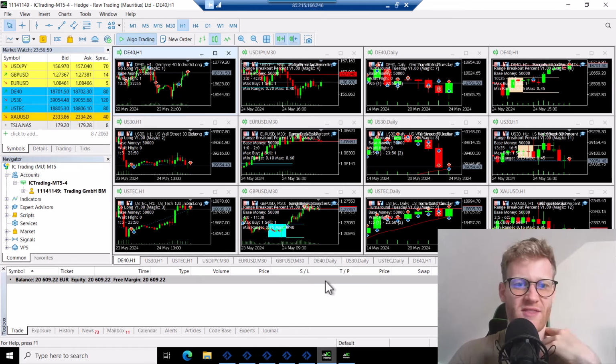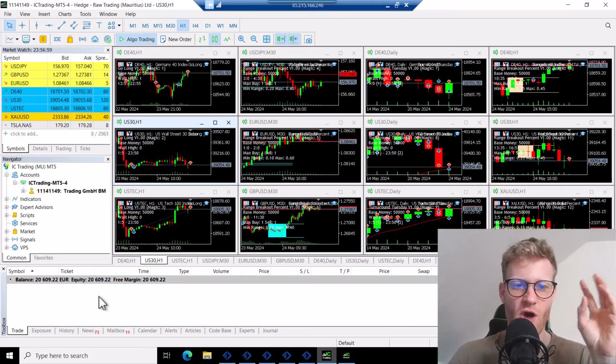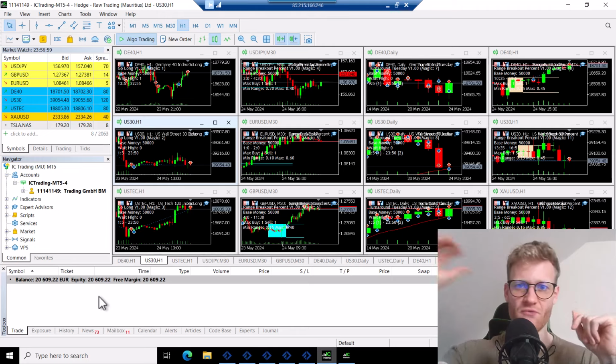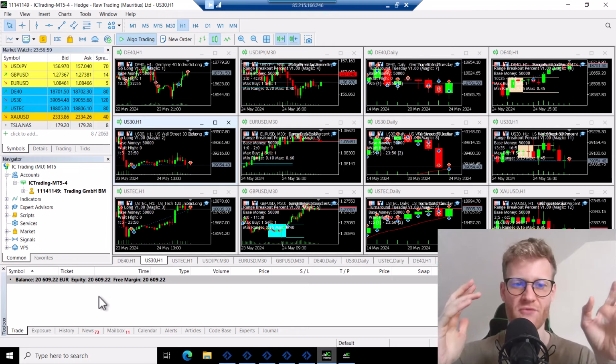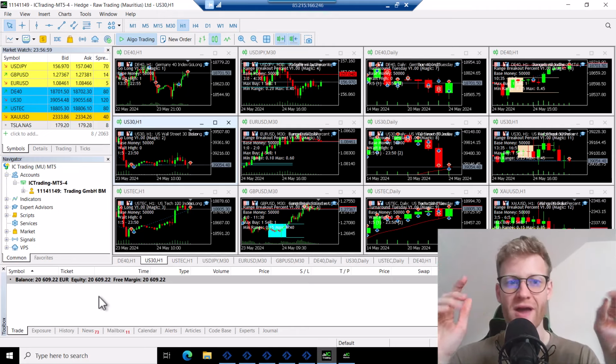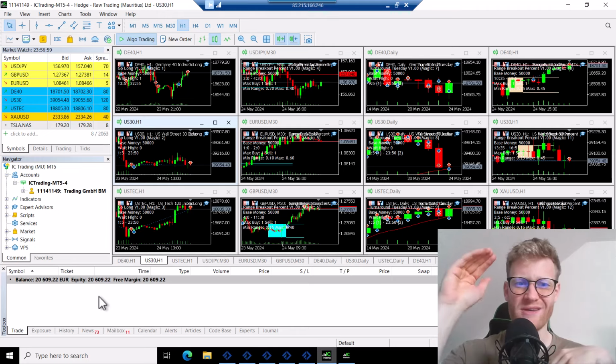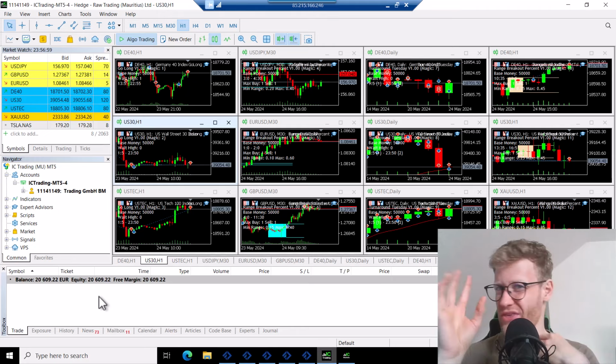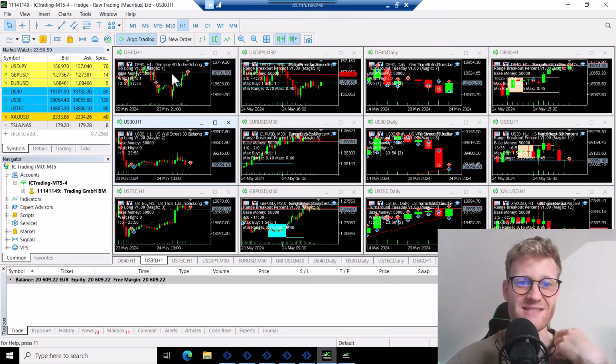So let's have a look at the performance. First of all, here on the server, we can see currently the account is at 20,600. I invested 15K of this, so there's a profit of 5,600 euro. I think 1 week ago, it was a little bit higher. It was roughly 21,000. So we made some losses and I assume this is mainly because of the indices. But we will have a look at this.